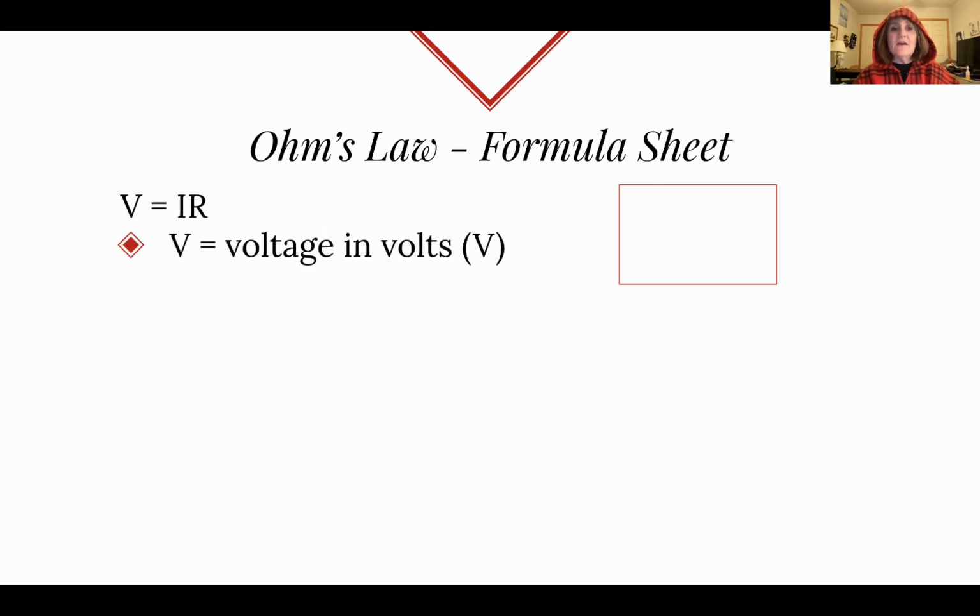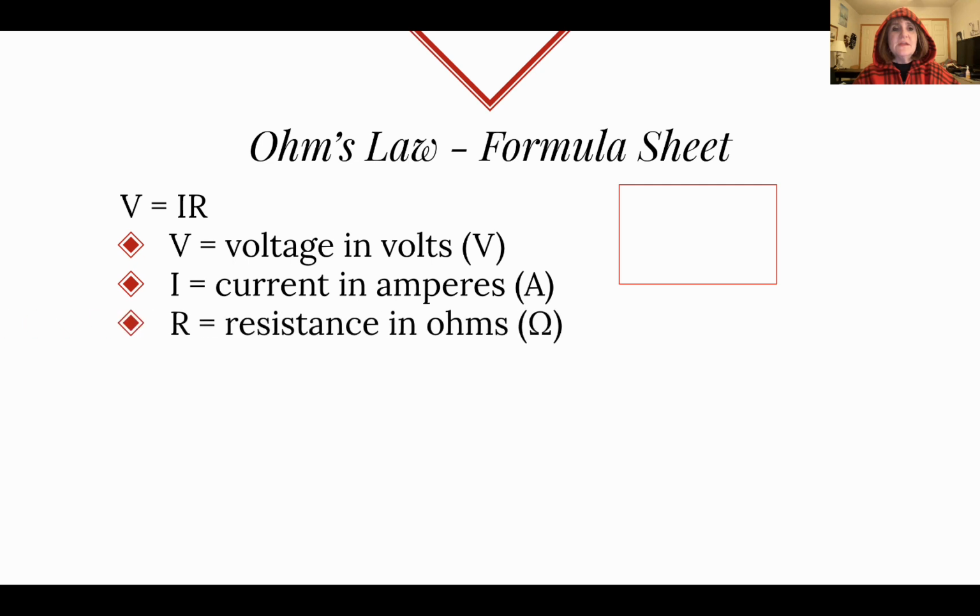V is equal to IR. V stands for voltage measured in volts. I stands for the current measured in amperes. And R stands for the resistance measured in ohms.